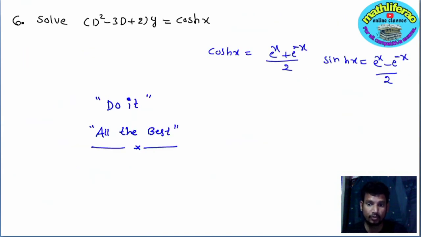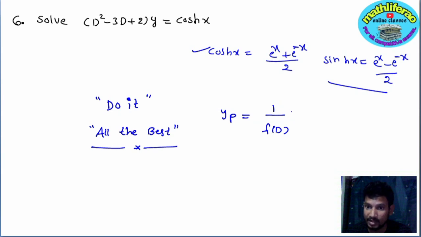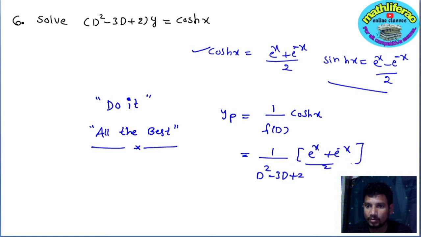Next, do this problem in the same model. Your question is (D square minus 3D plus 2) y equal to cos hx. Cos hx means hyperbolic function, using the formula cos hx equal to (e power x plus e power minus x) by 2. Similarly, sin hx is (e power x minus e power minus x) by 2. Here we find the particular integral yp equal to 1 by f of D, where Q of x is cos hx, so 1 by D square minus 3D plus 2 into (e power x plus e power minus x) by 2.